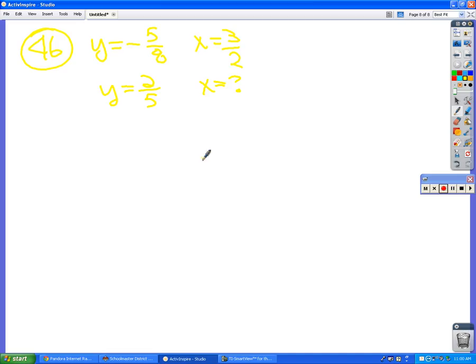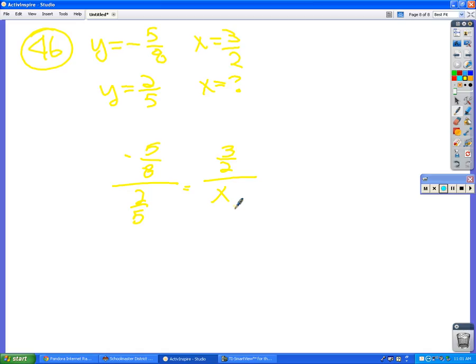Okay, so they're telling us that it varies directly. We know two values for x and y and another one for y. We have to figure out what x is. What do you want to do? Set it up as a proportion, and it's an awkward proportion because of the fractions, but you can do it. So -5/8 over 2/5 equals, decimals would work also, 3/2 over x.